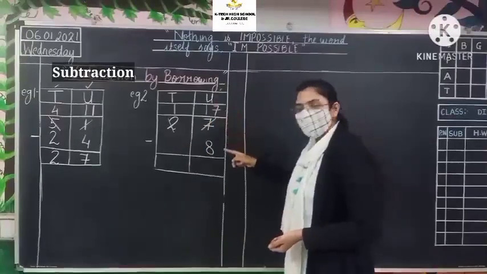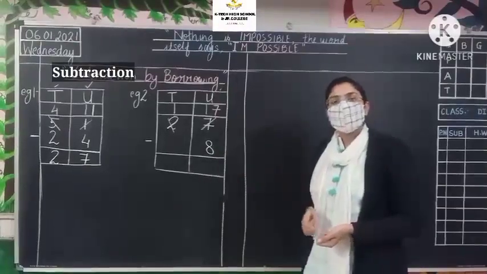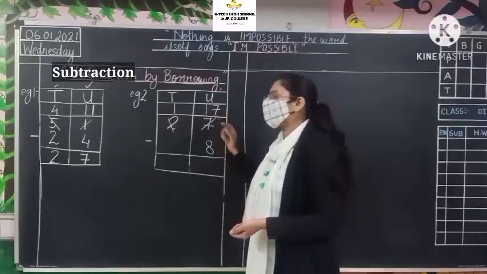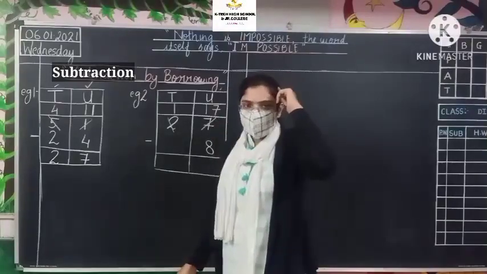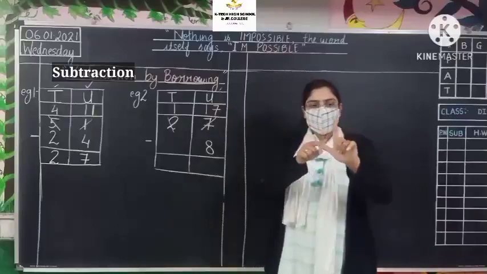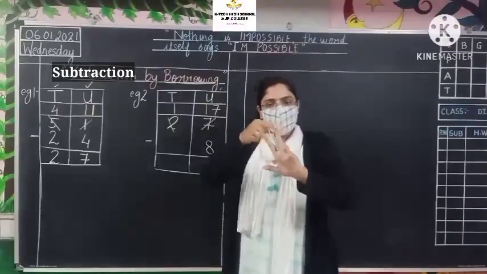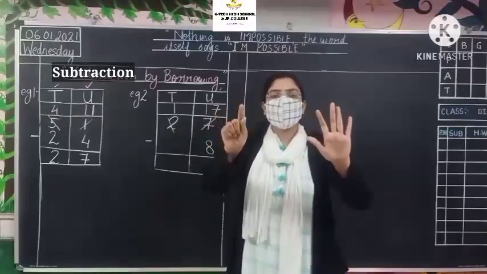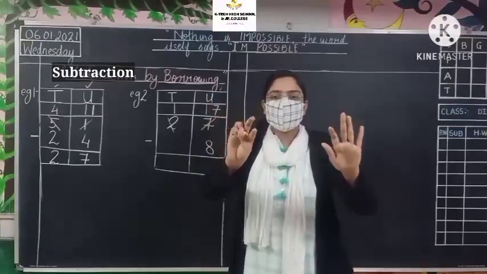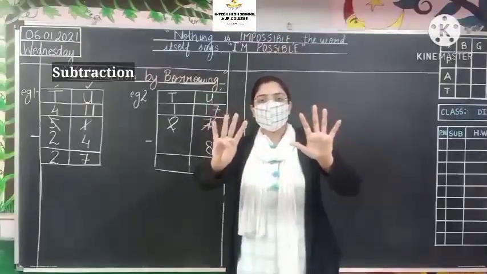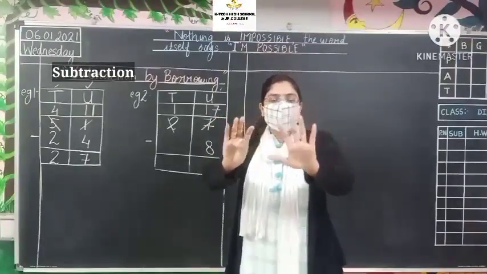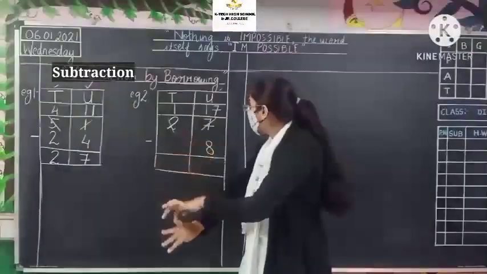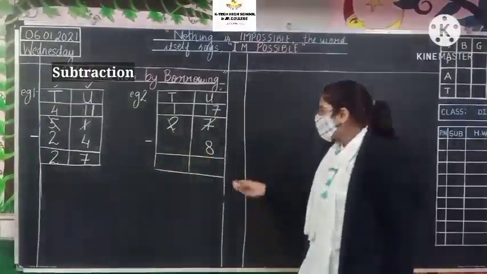17 minus 8. Now, students, keep 8 in mind and count till 17. Keep 8 in mind. After 8: 9, 10, 11, 12, 13, 14, 15, 16 and 17. These are the fingers. How many fingers are with you now? See, 1, 2, 3, 4, 5, 6, 7, 8, 9. So the answer is 9.